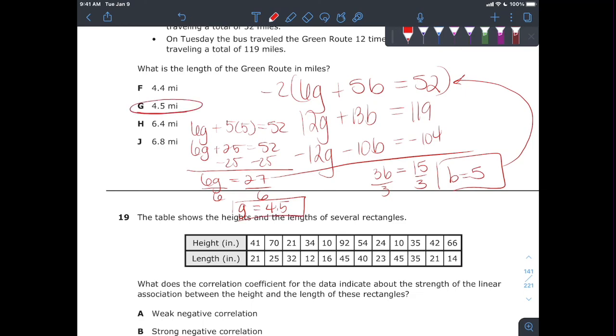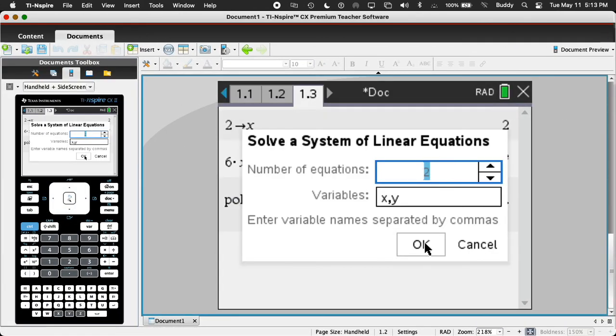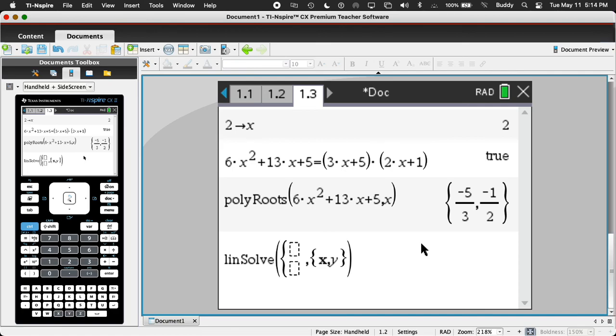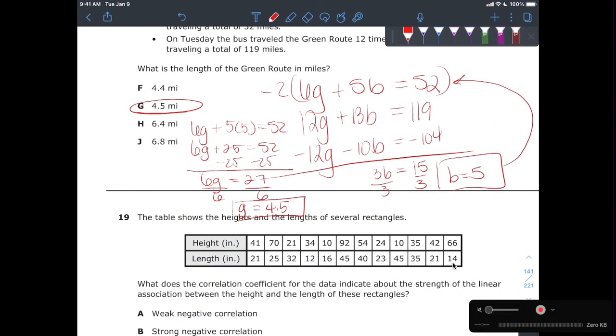I just want to verify this in my calculator. Because this is a system of equations, I will run a LinSolve. Now, I'm going to go ahead and call them G and B, just to make it easier for me to understand. However, if you want to leave it as X's and Y's, you're more than welcome to do so. It will give you the same exact answer either way. And look at that. My green route is 9/2, which is 4.5. We got that one correct.